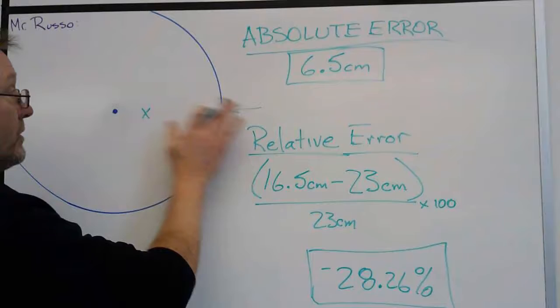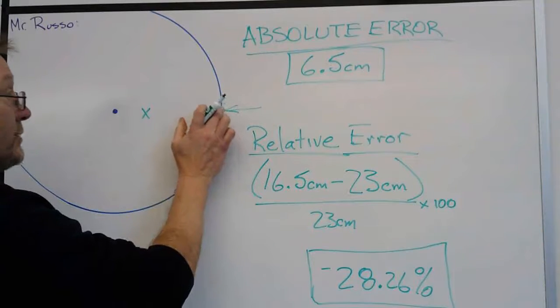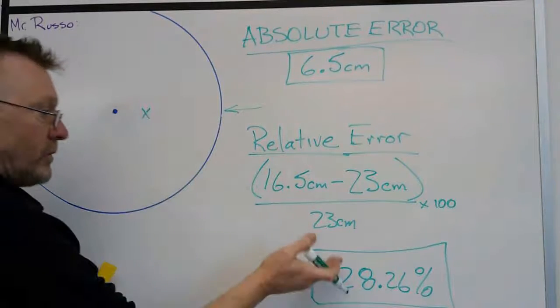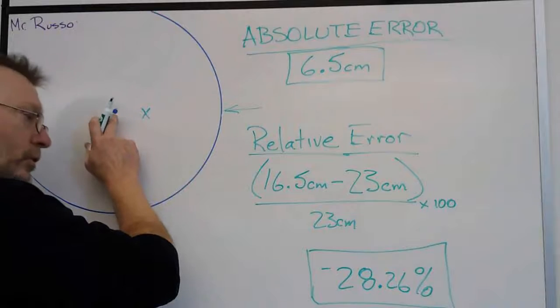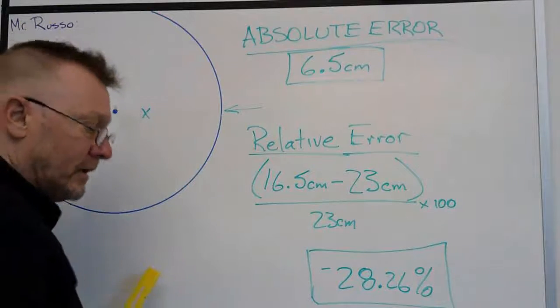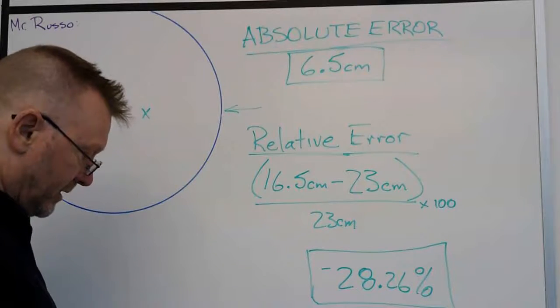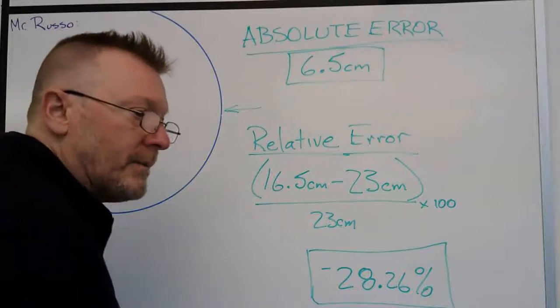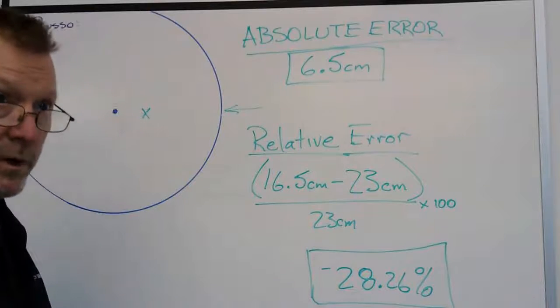So that's where the frame of reference piece is. I measured from this side in, so that's why I have a negative. I fell short by 28%. Hopefully that helps you guys make sense of this. And if not, I'm always around to answer more questions.